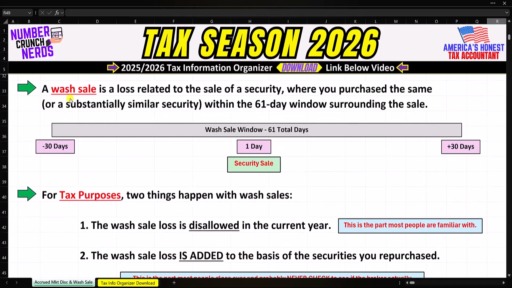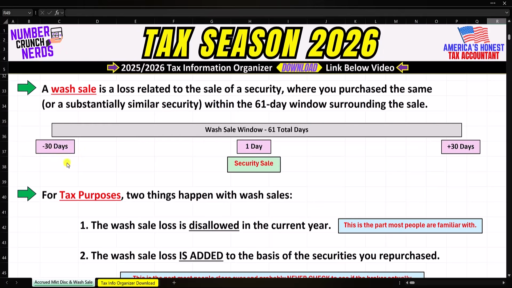Okay, starting right here, a wash sale is a loss related to the sale of a security where you purchased the same or a substantially similar security within the 61-day window surrounding the date of sale. So when you hear people typically talk about wash sales, they say if you sell, you can't repurchase within 30 days. Or maybe said slightly differently, if you do repurchase the same or substantially similar security within those 30 days, that would be considered a wash sale. And that's a true statement, but it's sort of incomplete because it's not only just 30 days after, it's also 30 days beforehand as well.